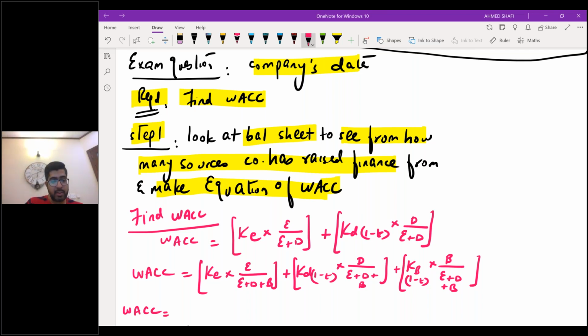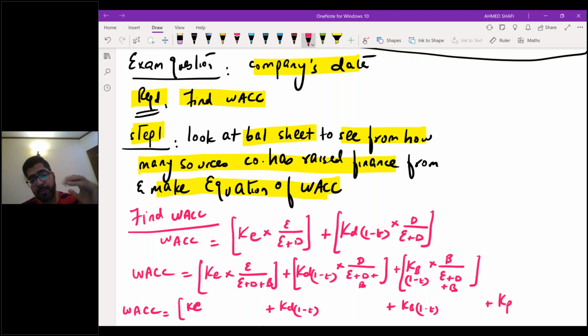Give a return to equity holders, bear a cost KE. Give a return to debt holders, bear a cost KD. Give a return to the bank, bear a cost KB. And give a return to preference shareholders, bear a cost KP. Only the interest-paying instruments come with one minus T, the others don't. So the equation of WACC would be KE plus KD plus KB plus KP, because the company has now raised finance from four sources. It has to pay a return to all four parties. But again, all costs come on their respective proportions.